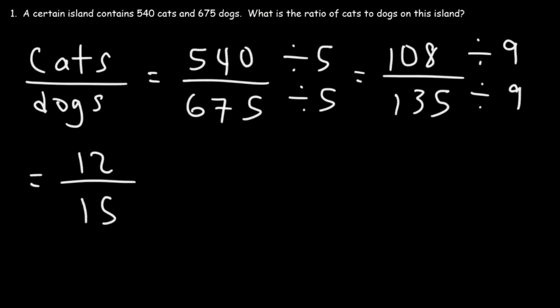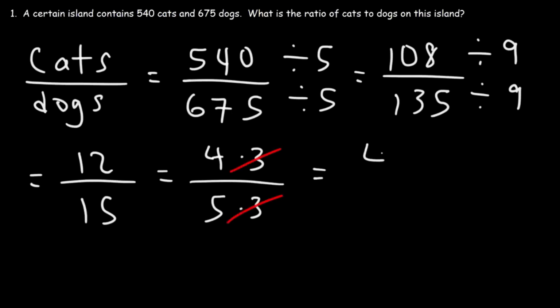Now we can reduce it even further. 12 is 4 times 3. 15 is 5 times 3. And so we could cancel a 3. So the ratio of cats to dogs is 4 to 5. Or we can write it like this, using a colon.